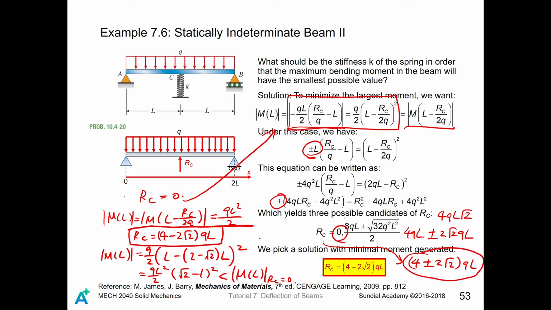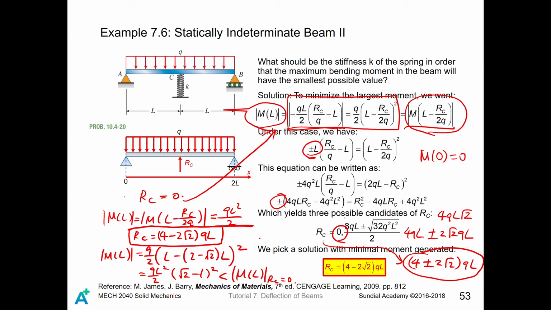And among those three solutions, 0 and those two, we find one of the solutions such that the largest moment inside the beam is minimized. So for the largest moment, we know ML and M of L minus RC divided by 2Q will be the largest, because we know that M0 equals 0, so it is not in our consideration of the largest moment inside, right? So anyway, the conclusion is that RC equals 4 minus 2 square root 2 QL.